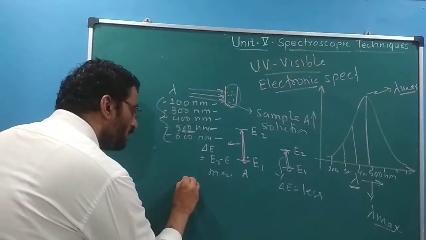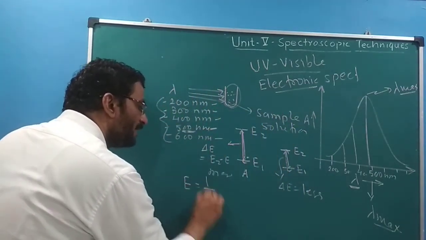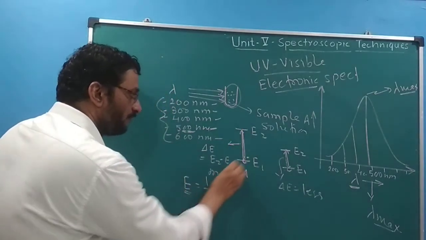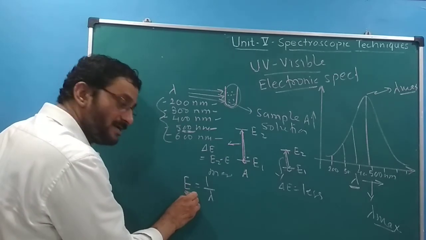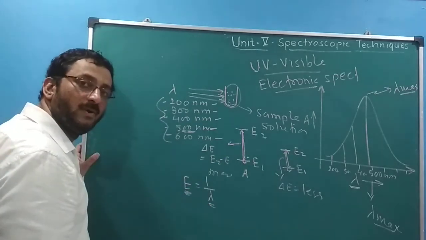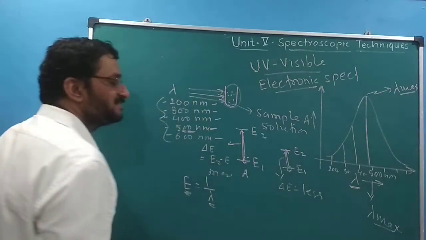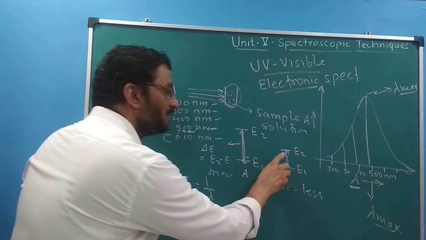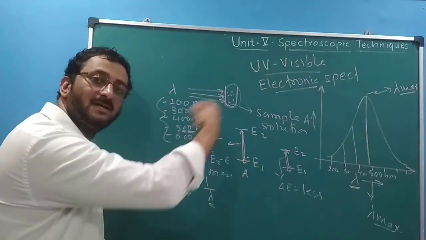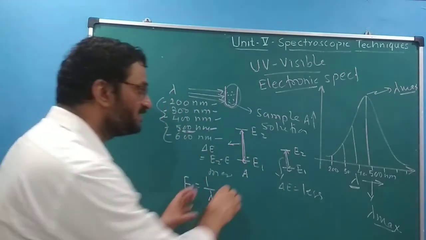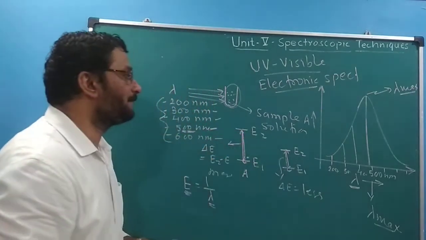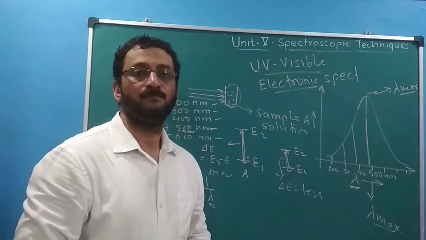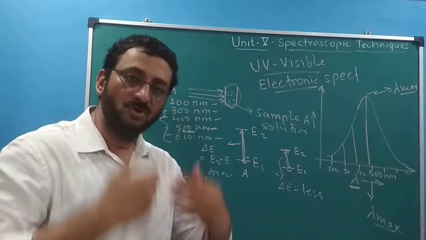So as we know, E is equal to 1 by lambda. For higher energy, the transition which requires higher energy will be observed at a shorter wavelength. At the same time, the transition that is electron transition from lower to higher energy which requires less energy will be observed at a longer wavelength. So this is the observation. And what type of radiation is absorbed by the sample?